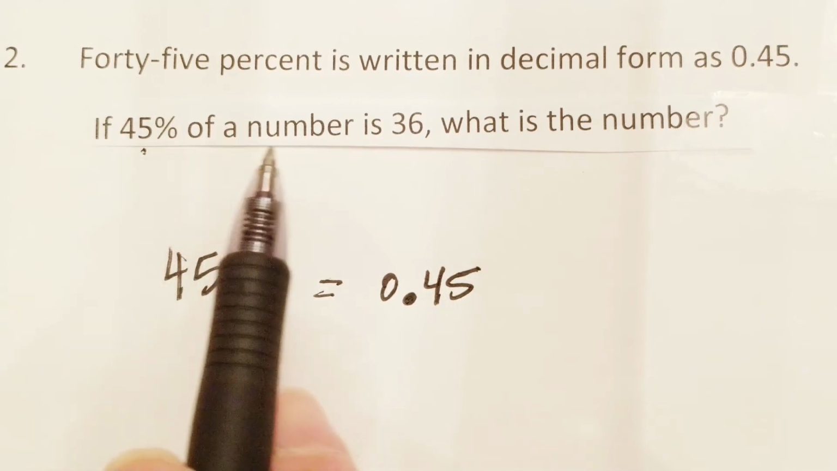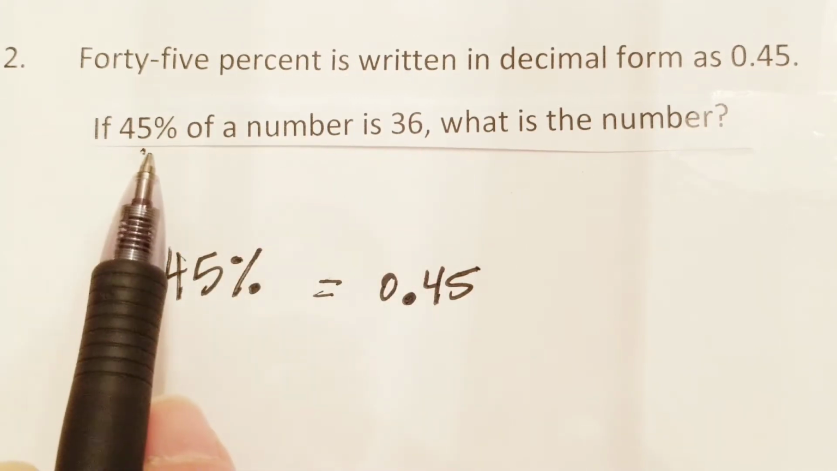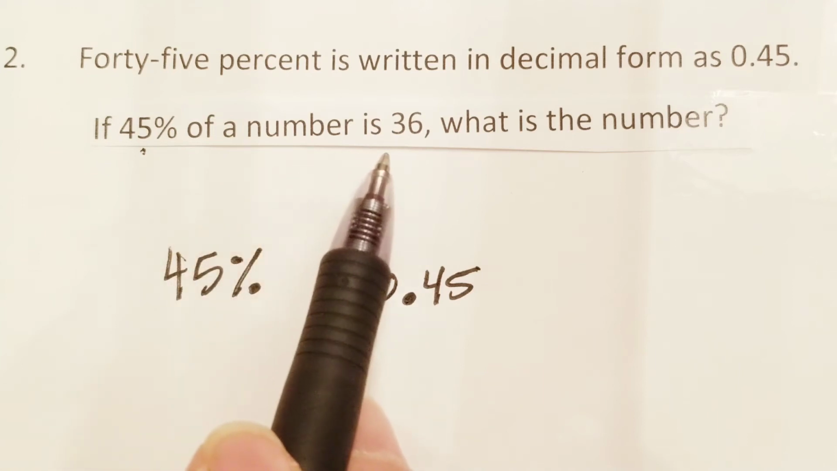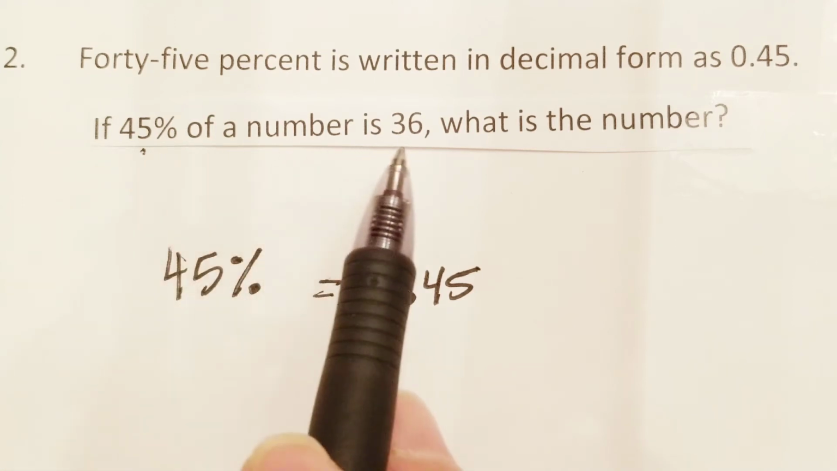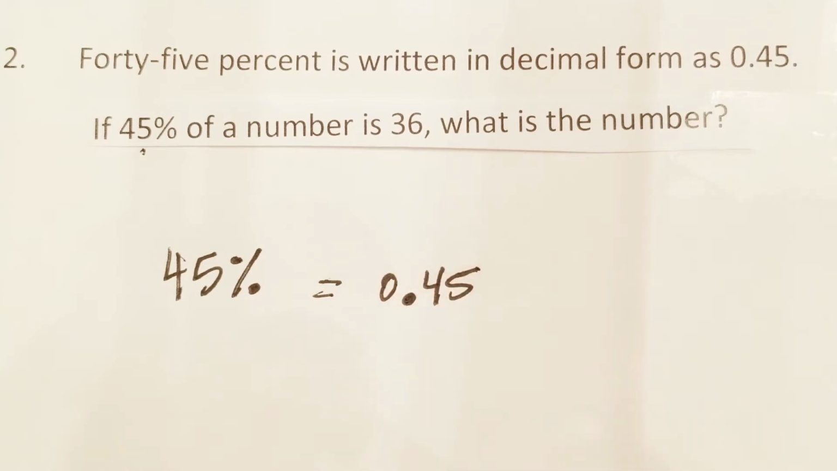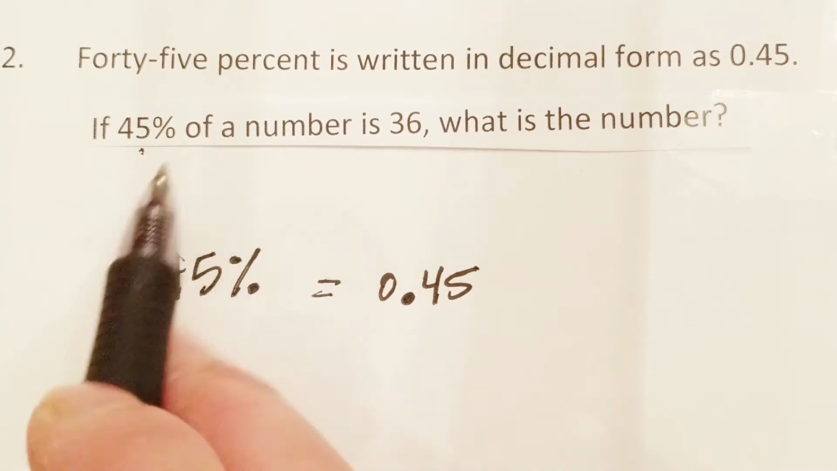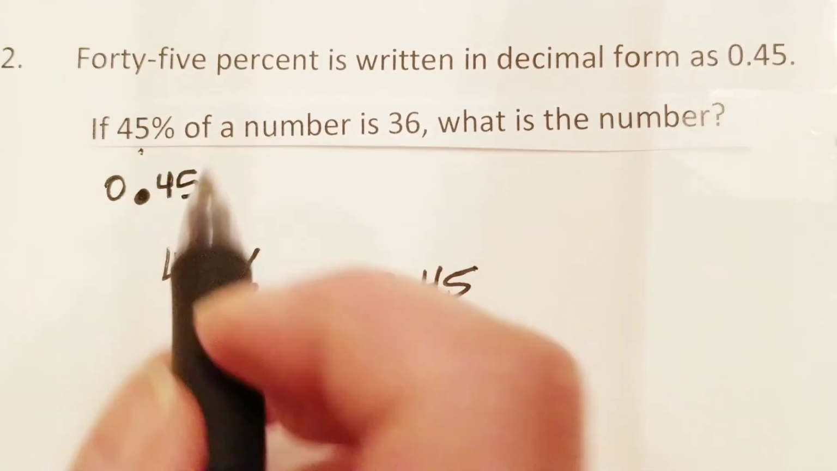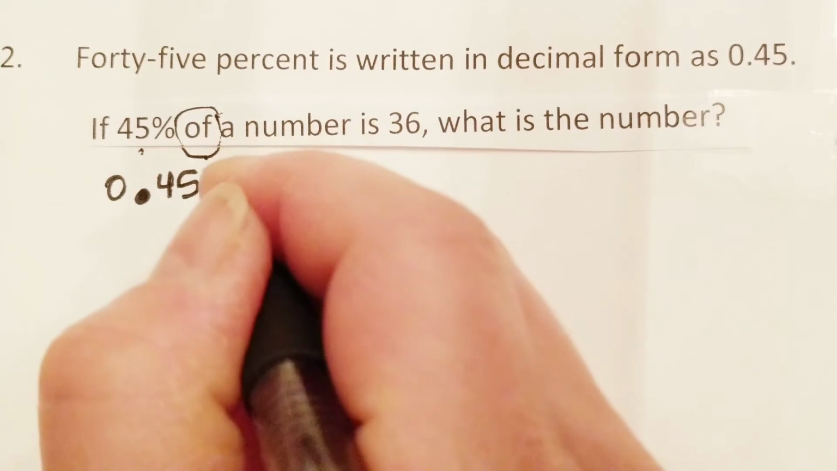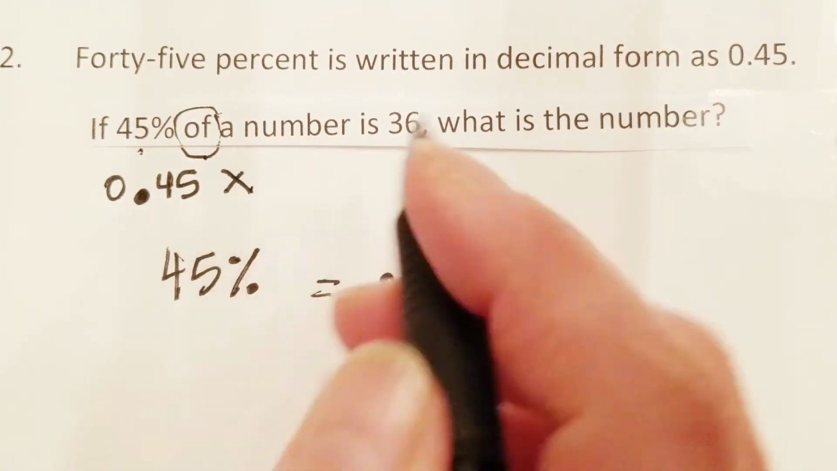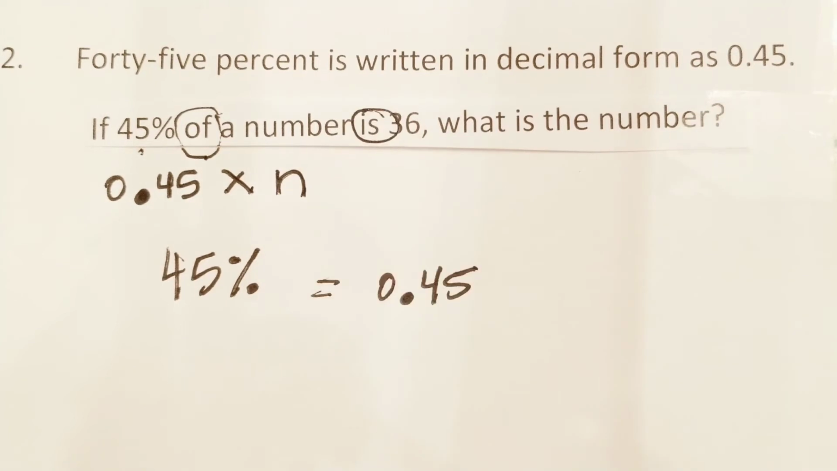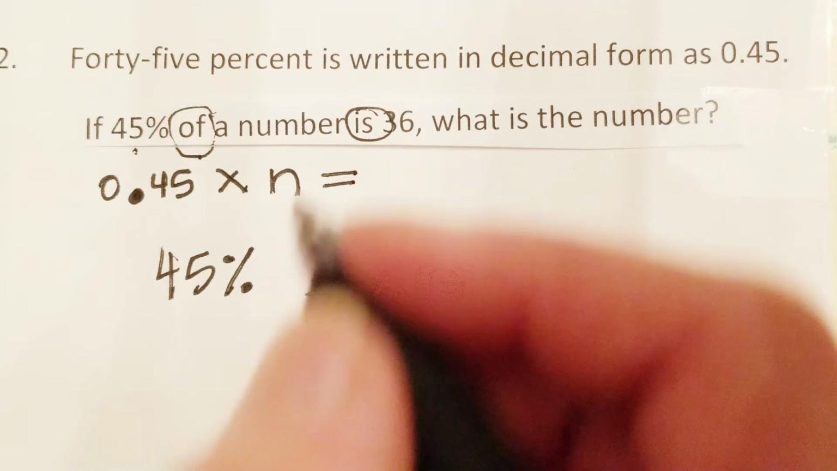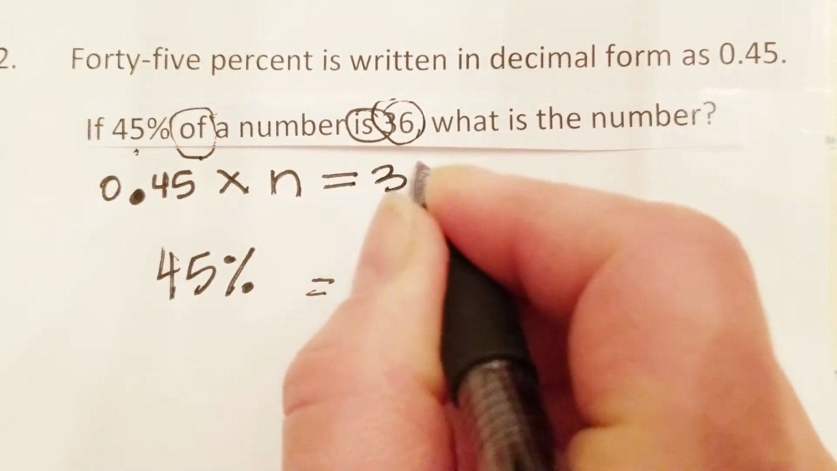So again, this is more of a word phrase here. 45% of a number is 36. So it says if 45% of a number is 36, what is the number? So we're trying to look for what n equals. So let's go ahead and write this out, our word phrase. So 45% written as a decimal, 0.45 of, meaning multiply, a number, n, is, remember is an equal sign, and then, oops, is 36.